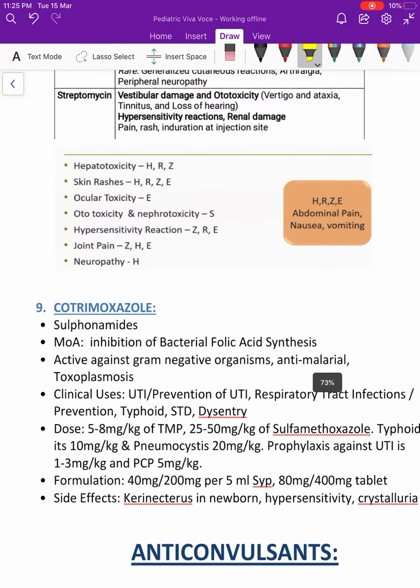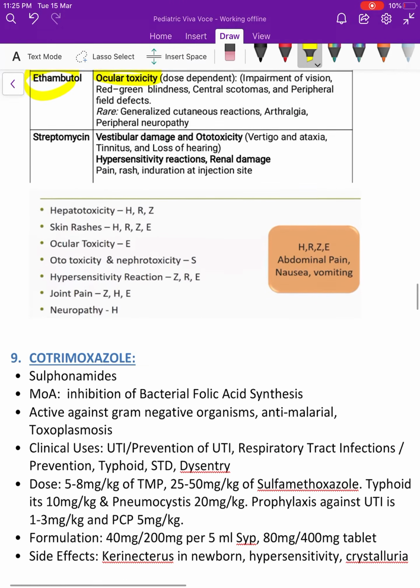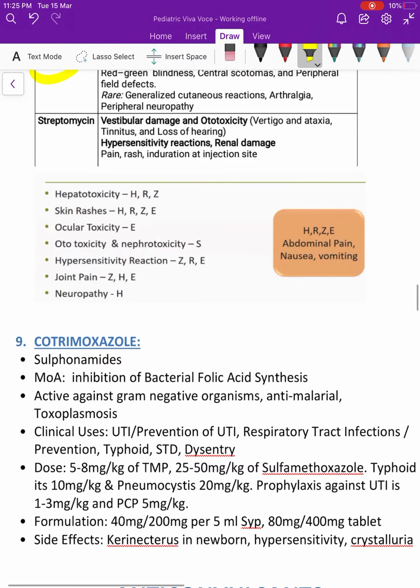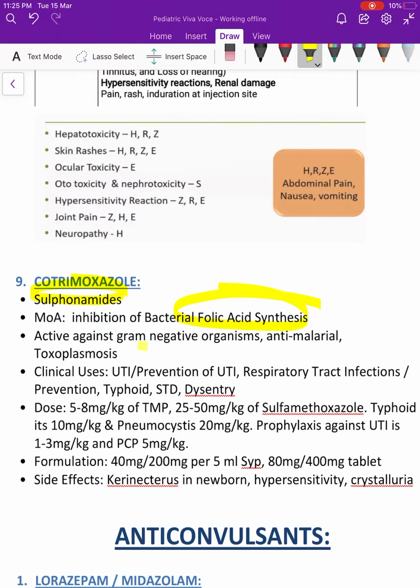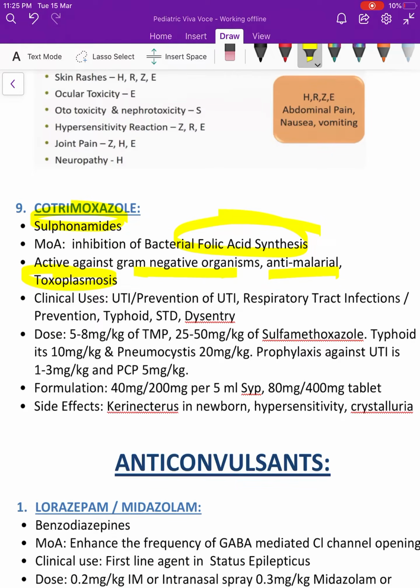Next, coming to cotrimoxazole. This is one more important drug that can come up in your Viva Voce. It belongs to the sulfonamides group of drugs. How do they act? They act by inhibiting folic acid synthesis. It is active against gram-negative organisms. It is used as an anti-malarial, and it is used against toxoplasmosis as well. Clinical uses: it is used against UTI, for prevention of UTI, for respiratory tract infection as well as its prevention, typhoid, STD, dysentery, etc.